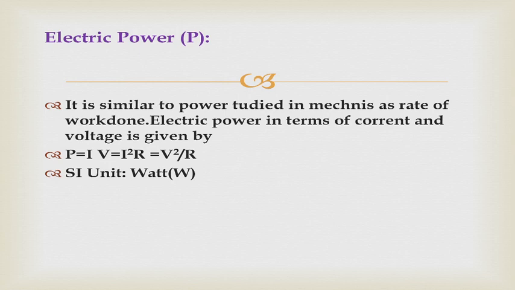Electric power. As we are using the circuit, it is very important to know the power consumed by the circuit, the power dissipation in the circuit. It is helpful to protect the circuit from any kind of damage or to use a desirable electric power in the circuit. So power is the rate of work done, as studied in mechanics, but the formula is I into V, and since it is power, the unit is watt.